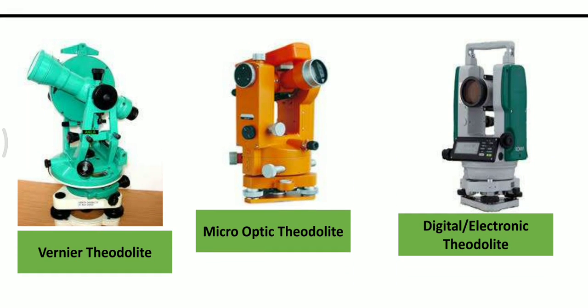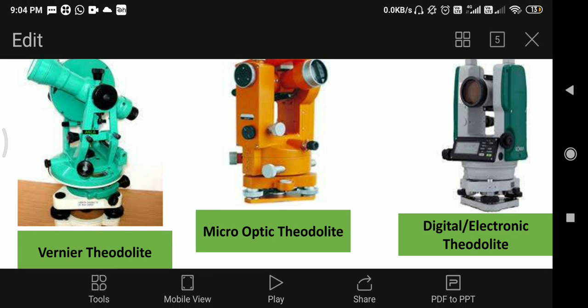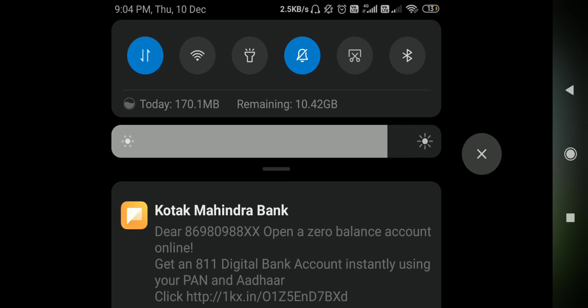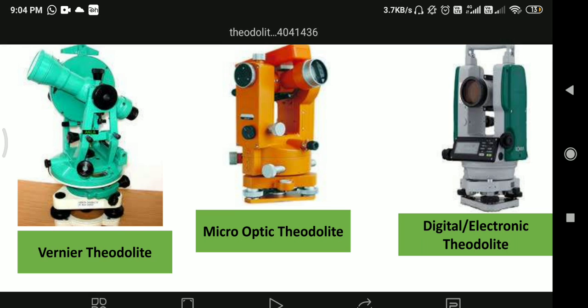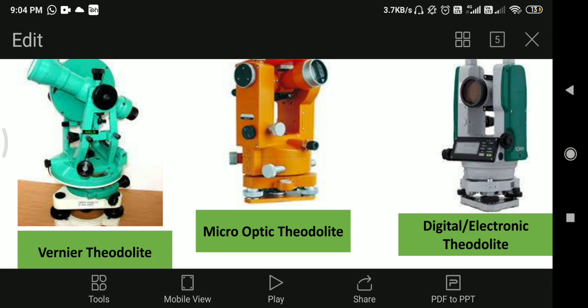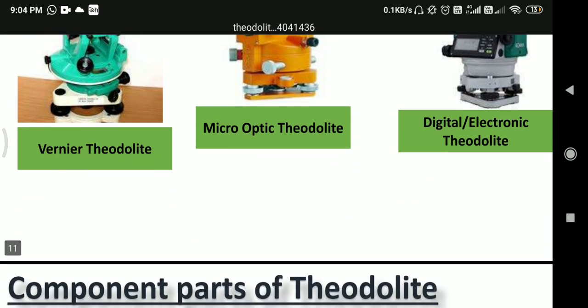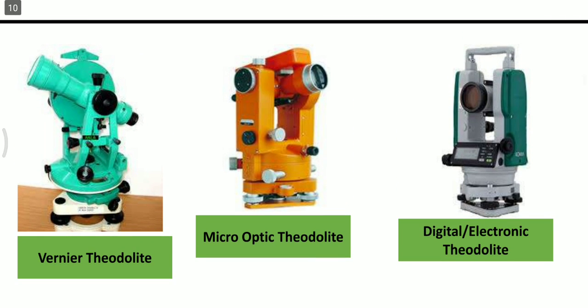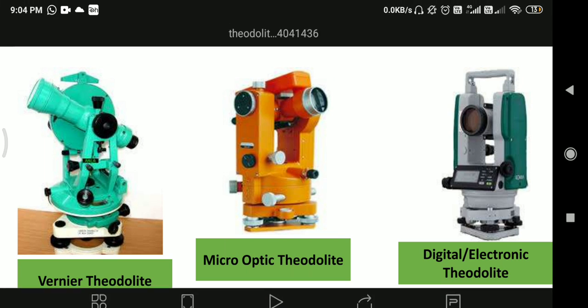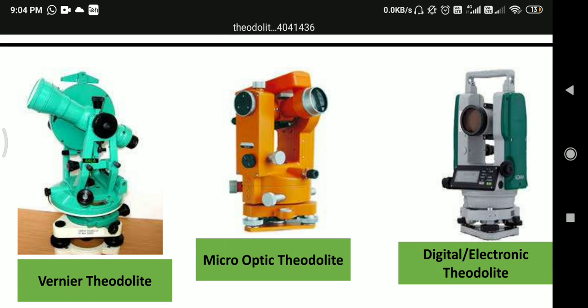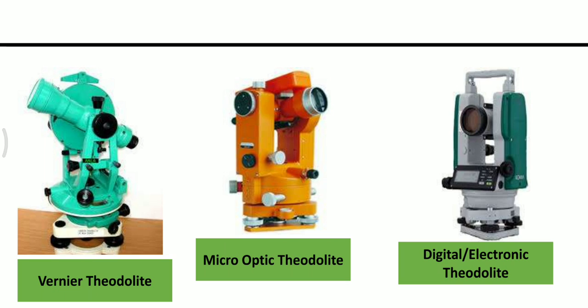This is the vernier theodolite. That means there is a provision of verniers, a vernier for the horizontal circle and a vernier for the vertical circle, for taking the observation. And this theodolite is called a vernier theodolite.